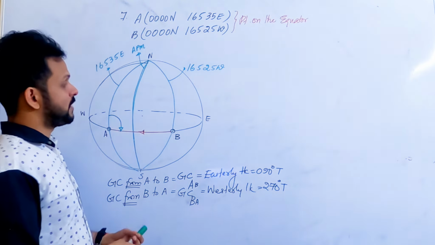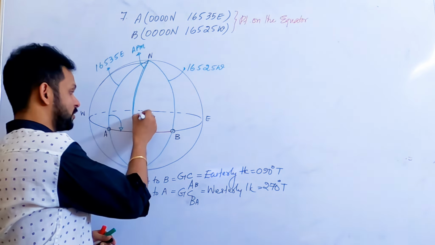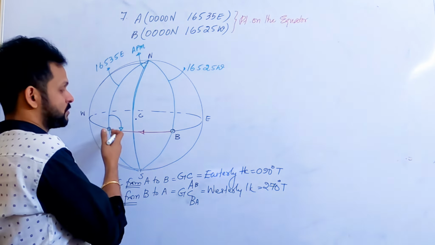So how will you find the distance now? Basically, we have to find out the angular change. The center of the Earth is straight here. Say, for example, I'm traveling from A to B.